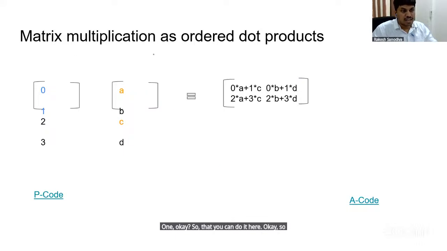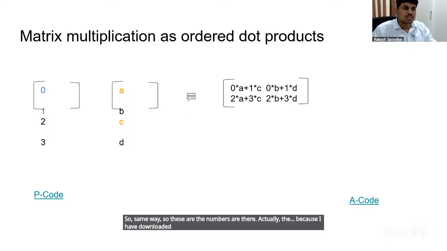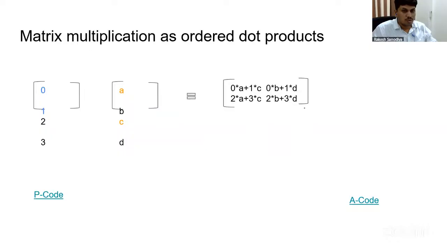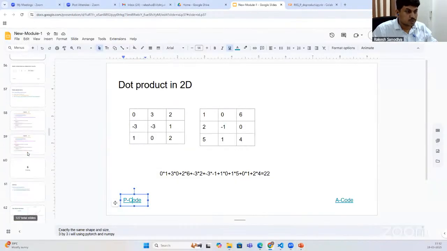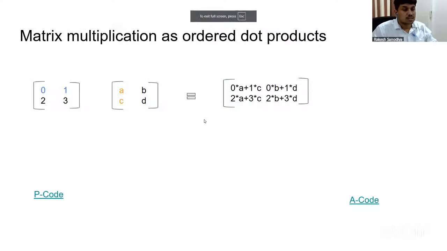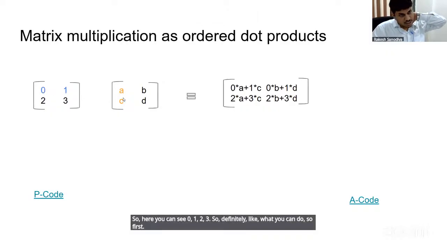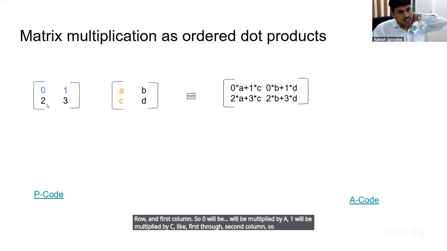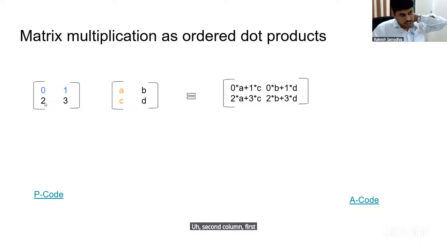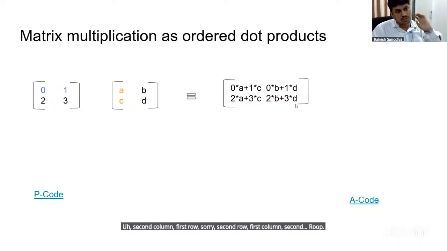Okay, so simple. This is also matrix multiplication. So how can you perform the matrix multiplication here? In the same way. These numbers are here because I have downloaded them. So this matrix, just a minute. So here you can see 0, 1, 2, 3. So what you can do: first row and first column, so 0 will be multiplied by A, 1 will be multiplied by C. Then first row, second column. So this is the result. Then second row, first column, second row, second column. Okay, so these are the results.